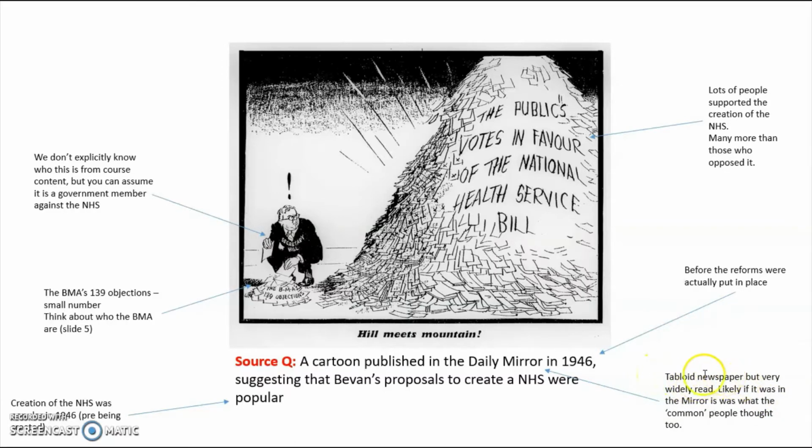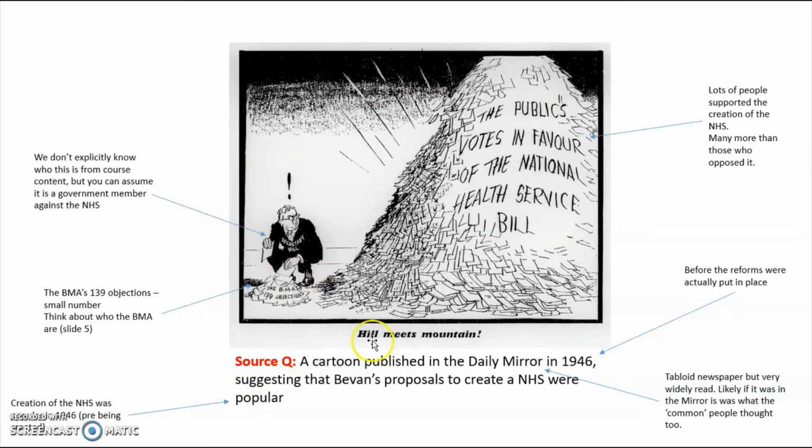So it was a tabloid newspaper and very widely read. That means lots of people will have read it. And particularly, it was, I've put in inverted commas here, common people. So normal people, and in this case, the people who the NHS would have benefited most. It says it's from 1946, so we should know that the reforms were suggested in 1946, but weren't put into place until 1948. So that's going to affect our reliability, remember that. And then on the other side, we've got creation of the NHS was popular in 1946, pre being created. And we know that because that's what the picture is basically saying.